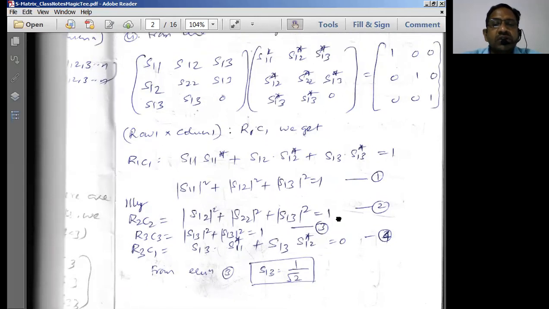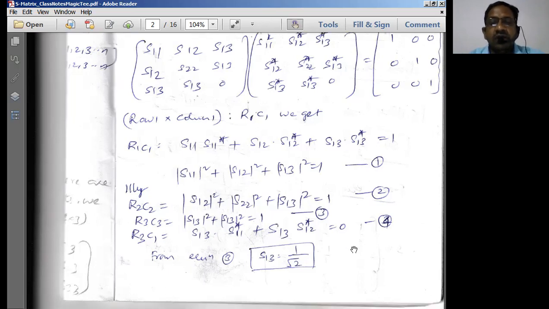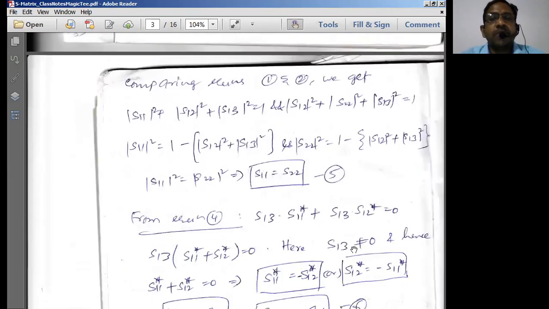Then next one, here we apply row 3, column 1. This is row 3, column 1. So we apply row 3, column 1. Row 3 means S13, and column 1 gives S11 star, S13, S13 and S12 star. This is anyway a 0 component. So therefore, I'll be having equation number 4. Now we simply have to solve these equations to get all the S matrix parameters.